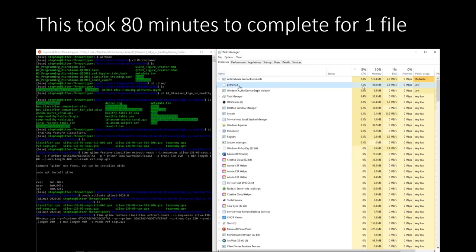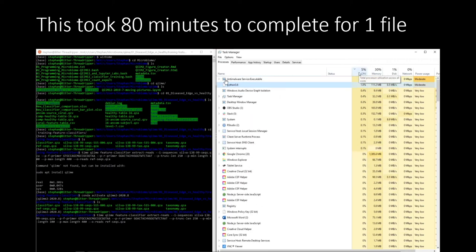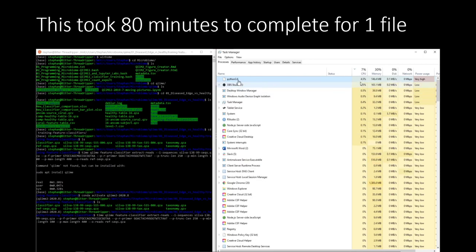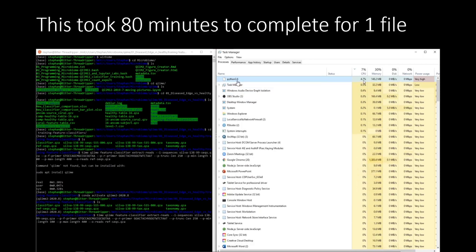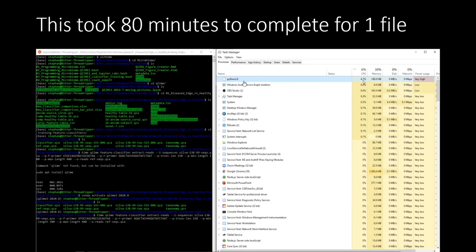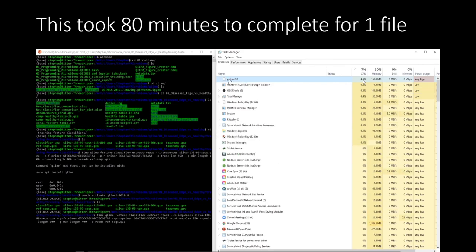This is QIIME2 running. It's actually running Python 3.6. This is actually what QIIME2 does for you. So QIIME2 itself isn't its own special language. It's a wrapper script which allows you to run different commands, and generally those use Python 3.6 or whatever the more common Python is. So in this case, QIIME2 is not taking advantage of all the cores that I have, all of the 12 cores. And that brought me to something called single versus parallel computing.